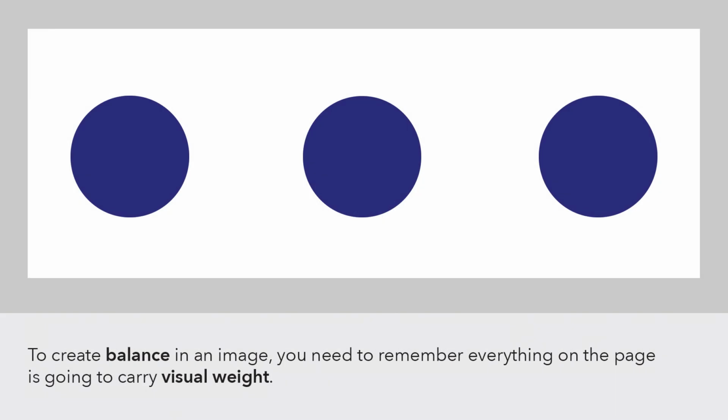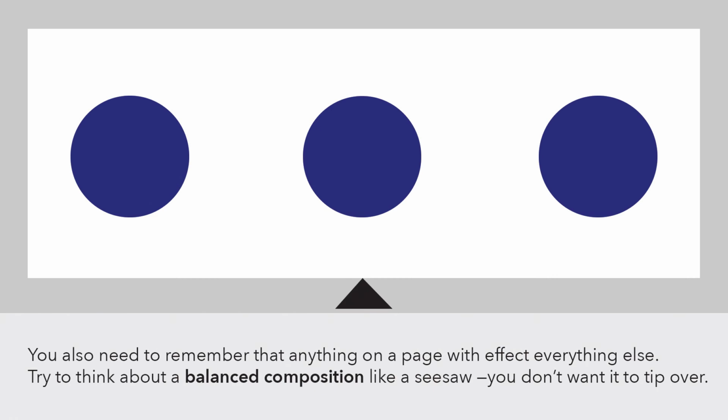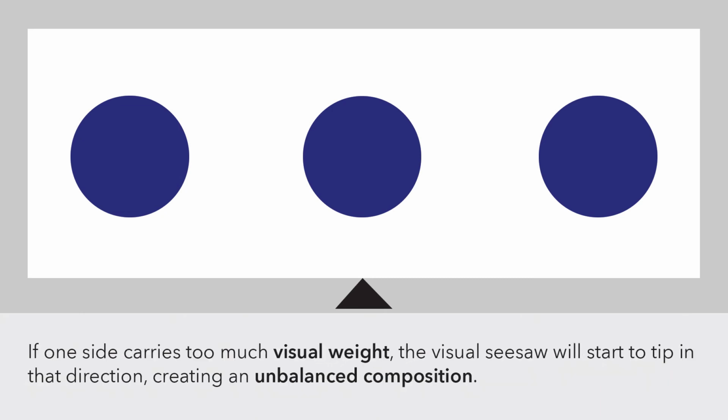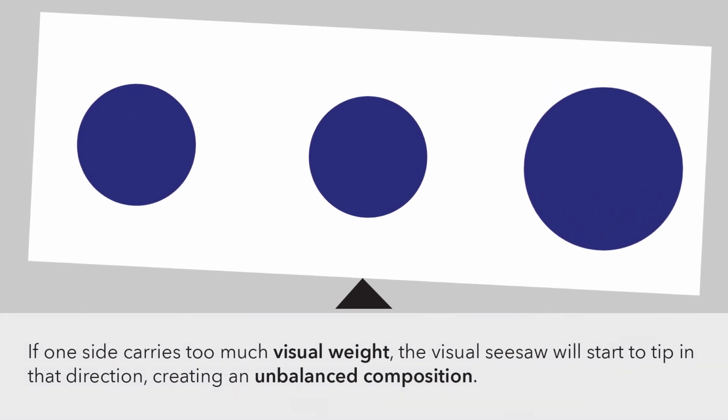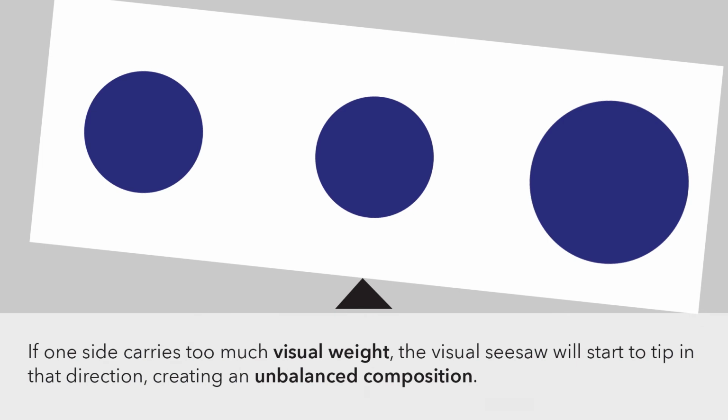To create balance in an image, you need to remember everything on the page is going to carry visual weight. You also need to remember that everything on the page will affect everything else. Try to think about a balanced composition like a seesaw. You don't want it to tip over. If one side carries too much visual weight, the visual seesaw will start to tip in that direction, creating an unbalanced composition.